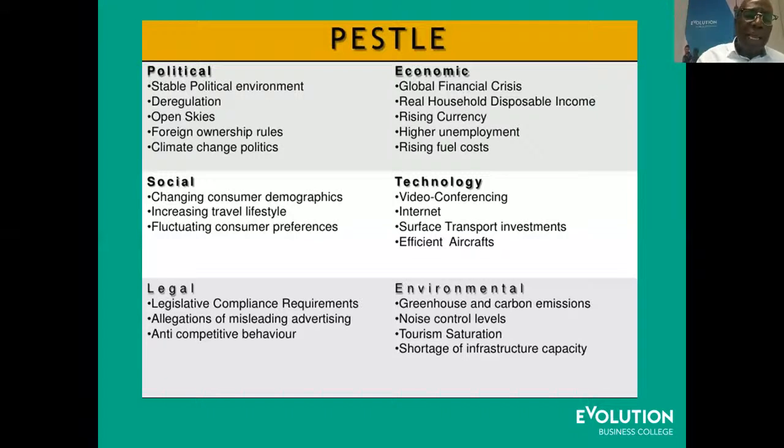This is giving you a guideline. So when you do a PEST analysis for your chosen airline, you can look at this and say, okay, this I want to use under economic. How did the global financial crisis affect them? What is the rise in fuel costs? So it's giving you a guideline of what you need to do.